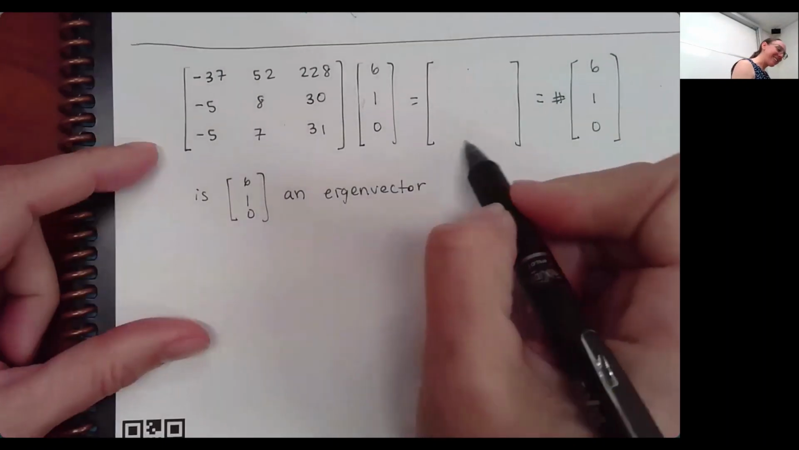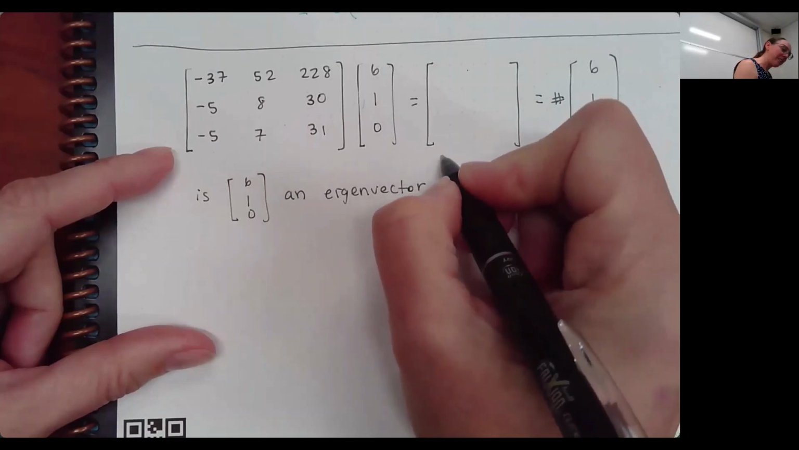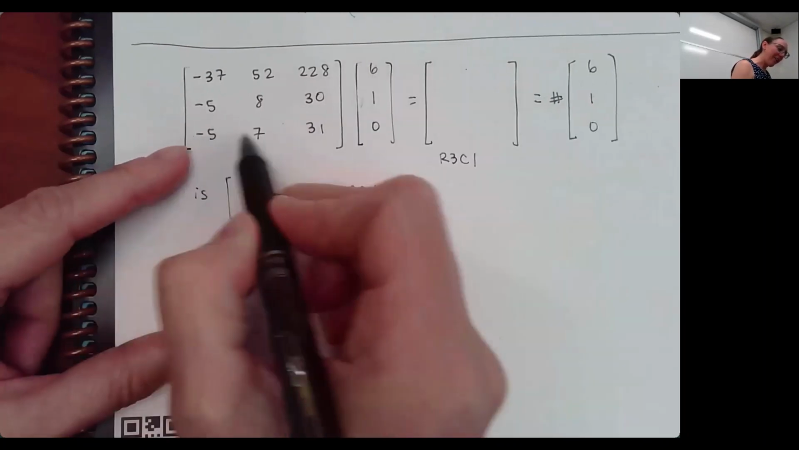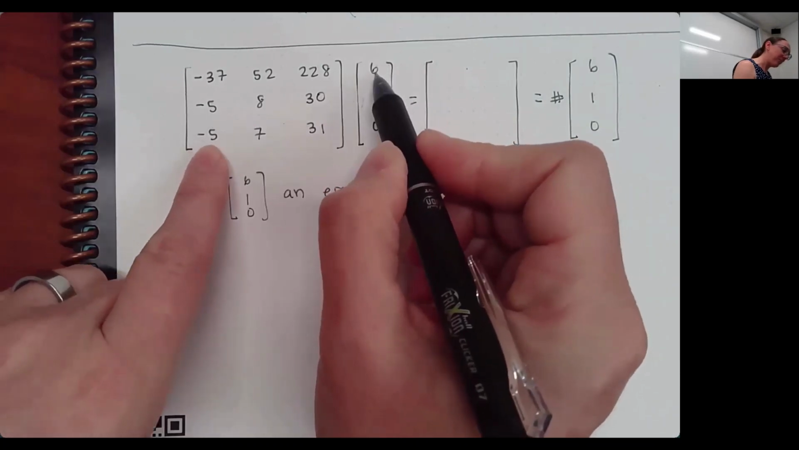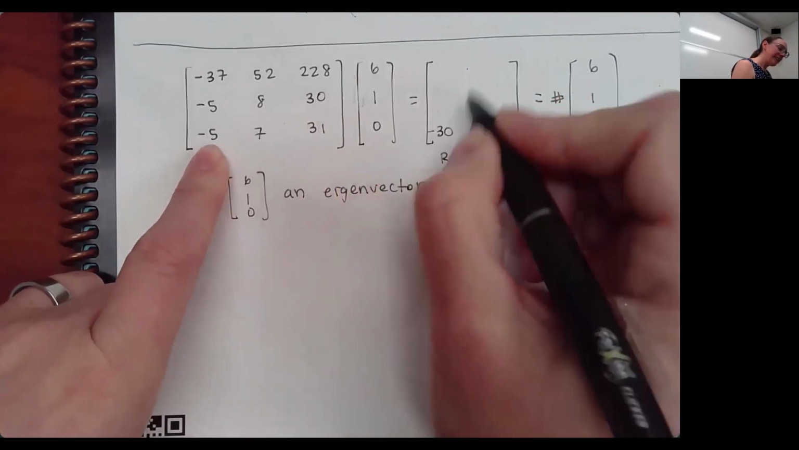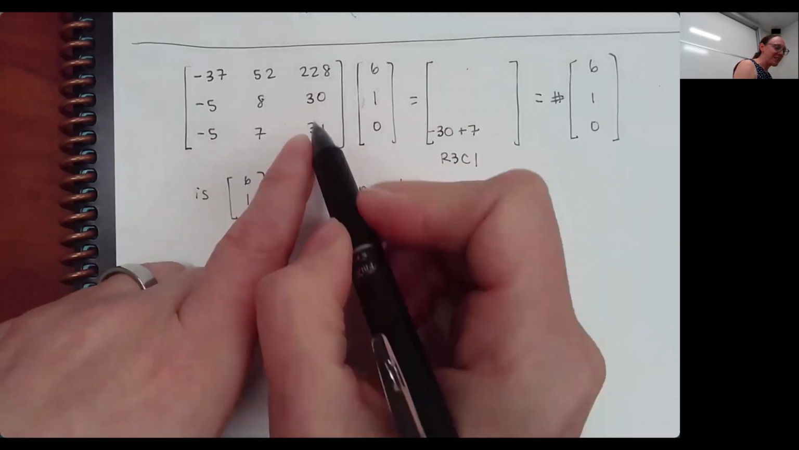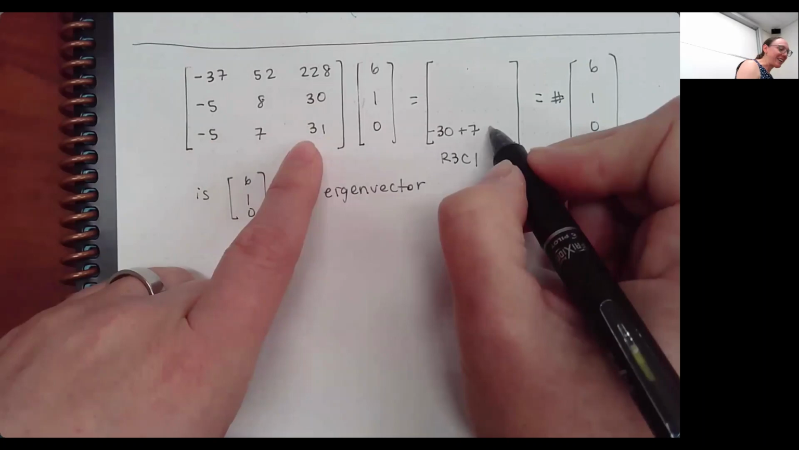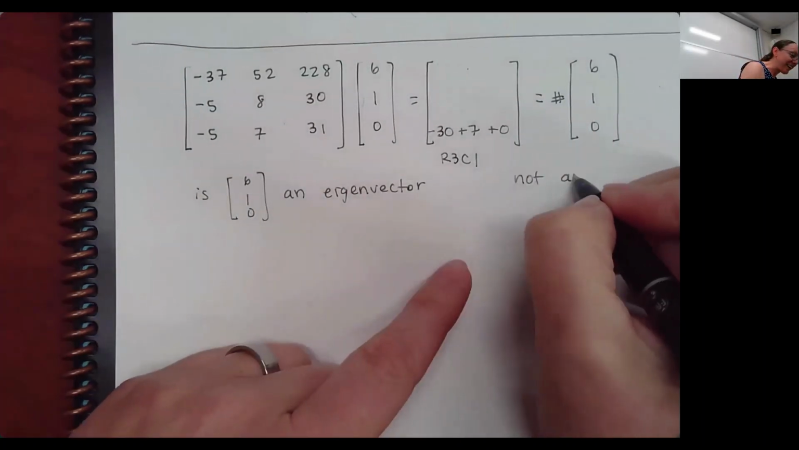So to get this, this is in row 3, column 1. So I'm going to multiply row 3 by column 1. So -5 times 6 plus 7 times 1 plus 31 times 0. That is not 0 and I'm done. This is not an eigenvector.